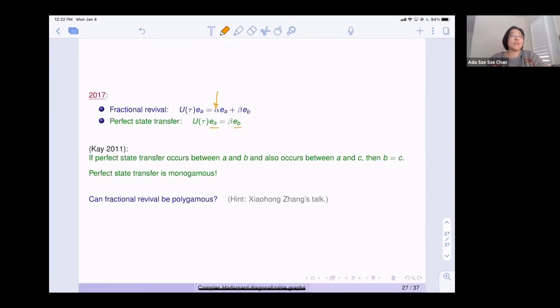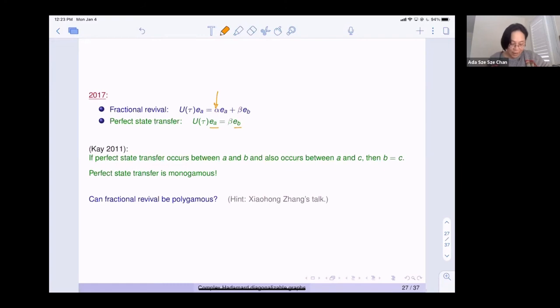Now, we know that perfect state transfer is rare. There aren't that many graphs with perfect state transfer. So with this extra degree of freedom, does it mean that we can have a lot more graphs with fractional revival? I remember bugging Tino, Gabriel and Harmony with this question. In Delaware in 2017, we all crowded in a dorm room, sat around and talked about this.